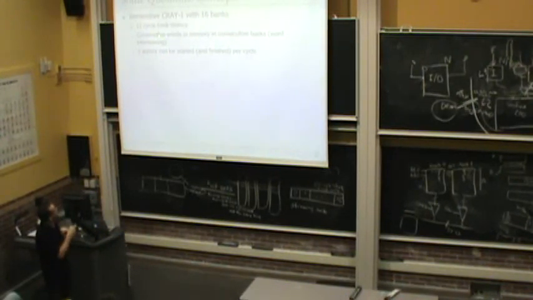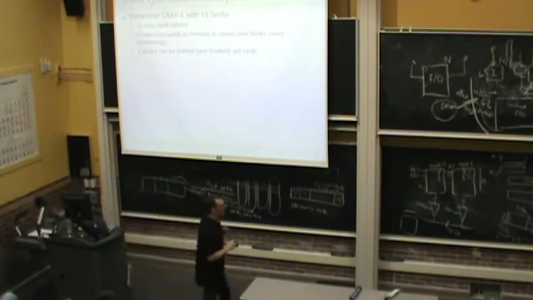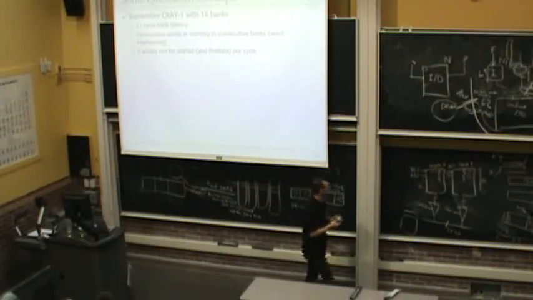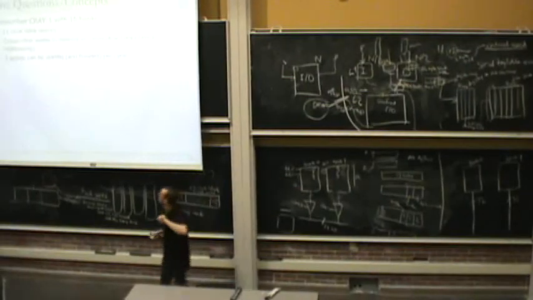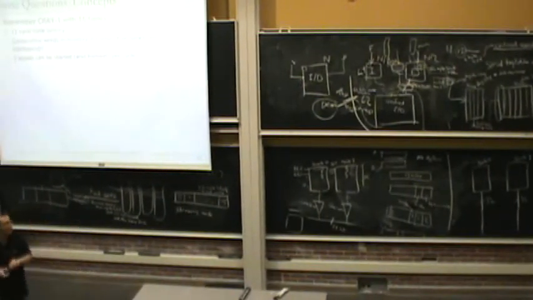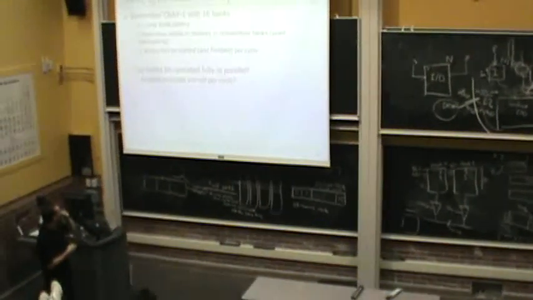And what they did was they had consecutive words in memory mapped to consecutive banks. So they used word interleaving. Because if you're doing a vector access and your stride is 1, then you're accessing consecutive words at the same time. And they can start one access and finish one access per cycle. Okay, we already covered this.